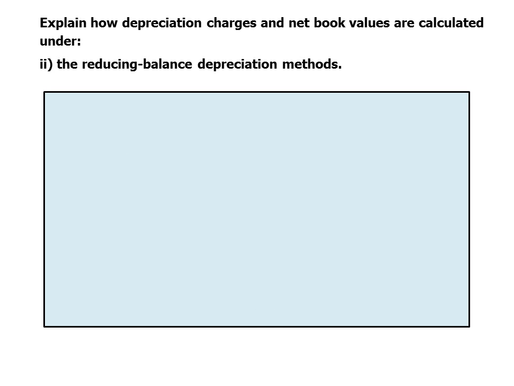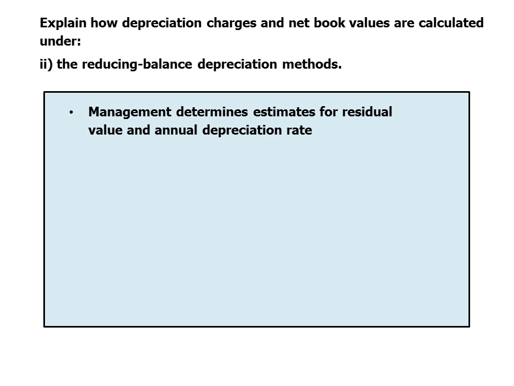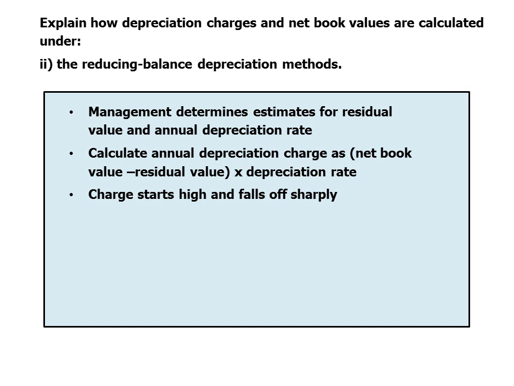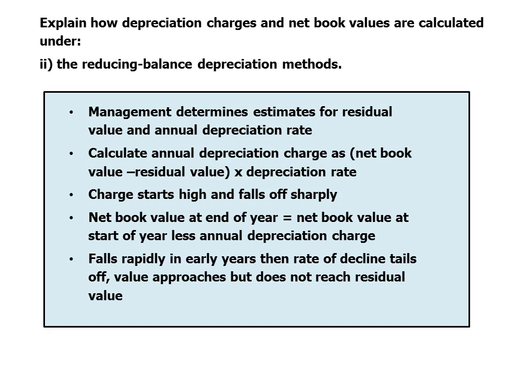Explain how depreciation charges and net book values are calculated under reducing balance depreciation. First, management determines estimates for residual value and annual depreciation rate. Next, calculate the annual depreciation charge as net book value minus residual value times depreciation rate. And the depreciation charge in reducing balance starts high and falls off sharply. Net book value at the end of the year is equal to net book value at the start of the year less annual depreciation charge, and the net book value falls rapidly in early years. Then the rate of decline tails off and the value approaches but does not reach residual value.